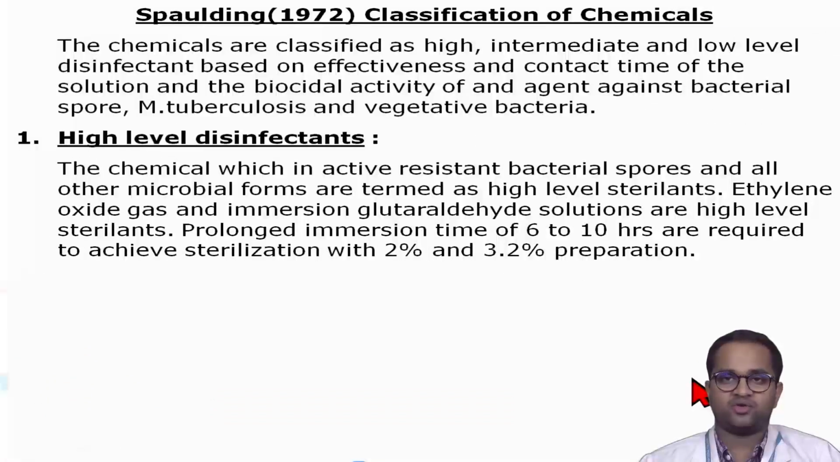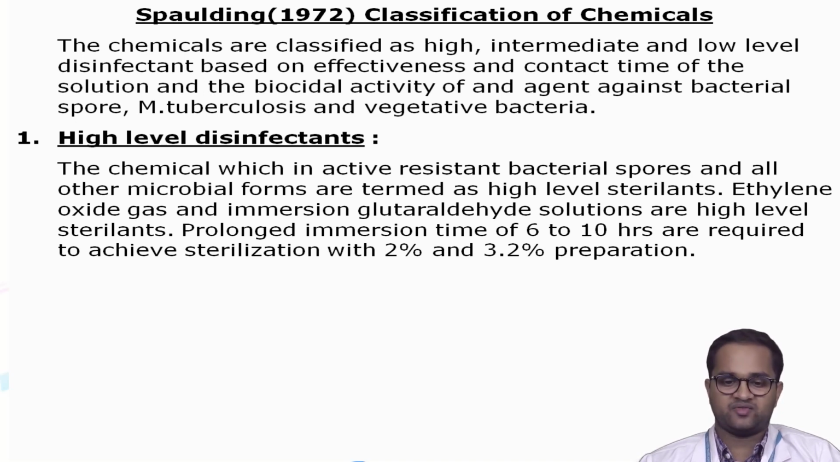Coming to Spaulding's 1972 classification of chemicals, chemicals are classified as high, intermediate and low level disinfectants based on their effectiveness and contact time of the solution as well as the biocidal activity of the agent against bacterial spores, Mycobacterium tuberculosis as well as vegetative bacteria.